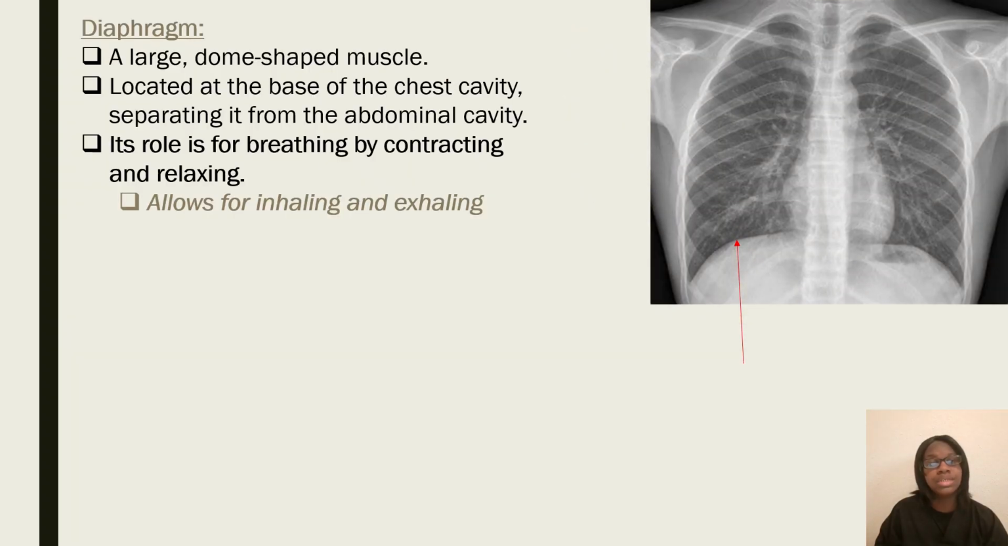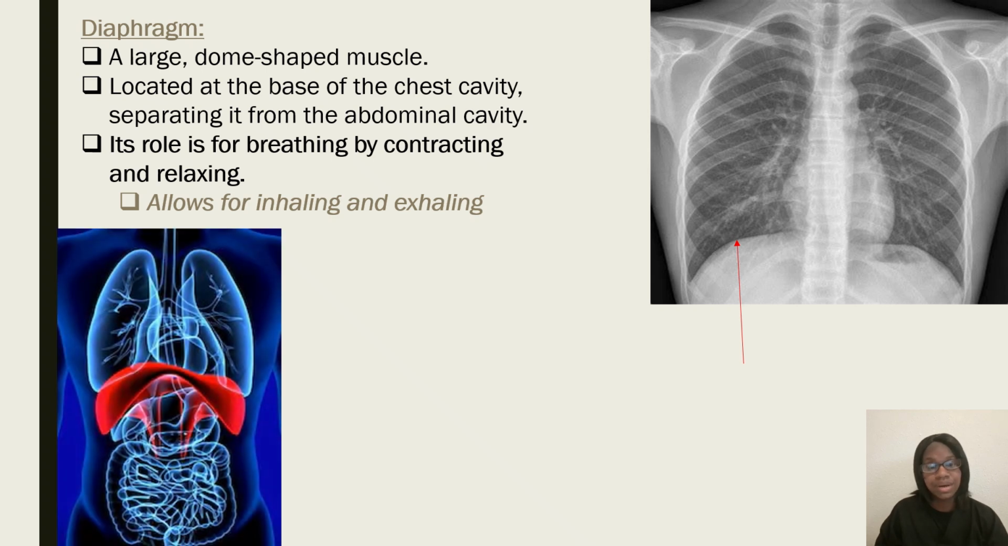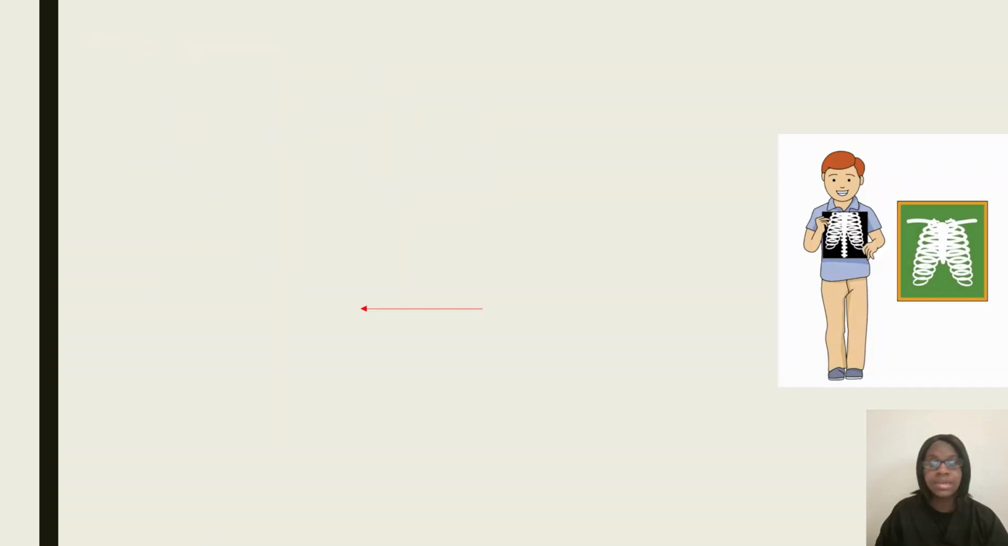Now we have our diaphragm. This is a large dome-shaped muscle. It's located at the base of the chest cavity, separating it from the abdominal cavity. Its role is for breathing; by contracting and relaxing, it allows for inhaling and exhaling. Then you can see this image right here where it's highlighting the diaphragm in red.